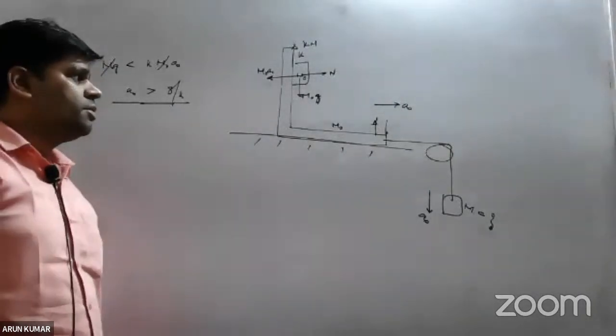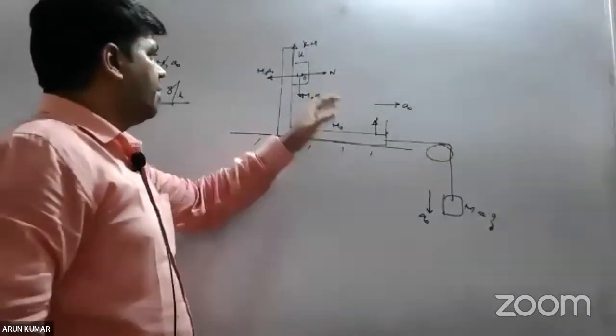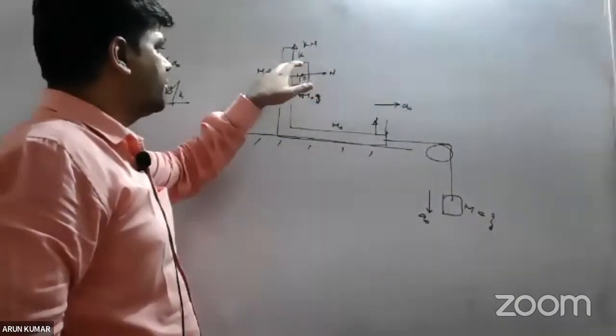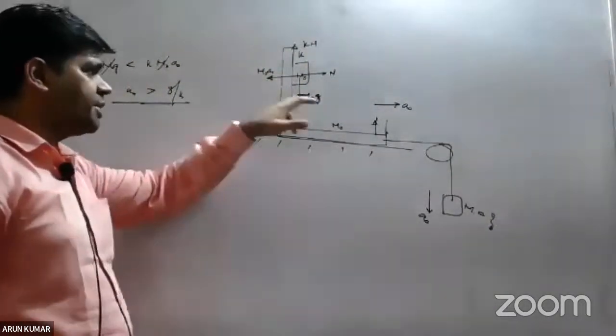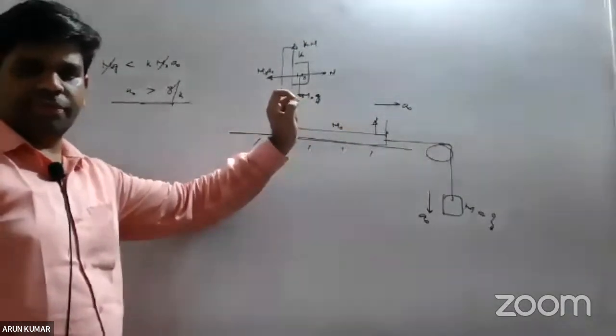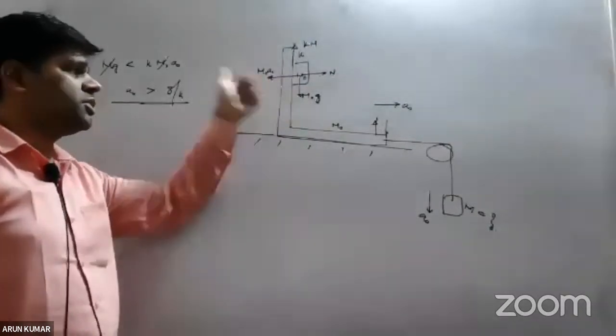Alright. So when I choose this, I'll have a pseudo force. Apart from all the real forces, which are N, mg, and friction, I'll have a pseudo force which is opposite to the direction of acceleration of the reference frame. Acceleration of the reference frame is towards right. Pseudo force on the block is towards left.